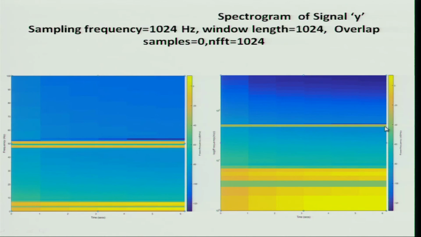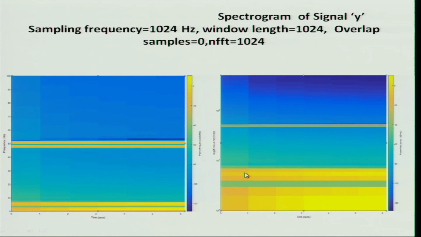Yellow means its intensity is more. This is more, this is less. This color is also on a dB scale. So this is 0 dB, this is minus 120 dB. So 120 dB is extremely small. So this yellow means more, which means that there are 2 frequencies present, which is actually the case, which we had seen earlier.